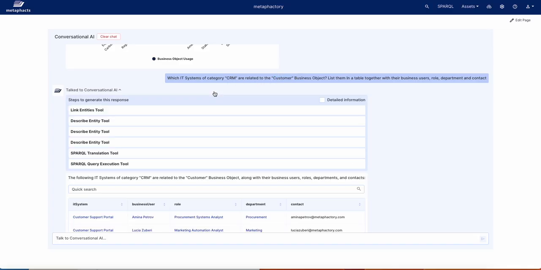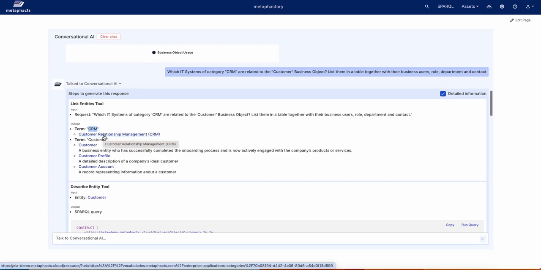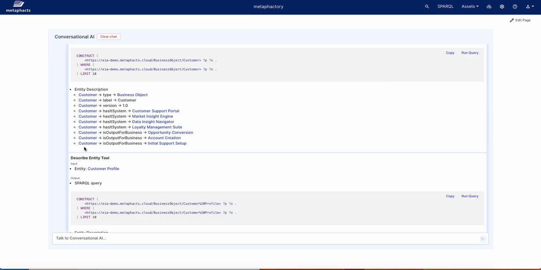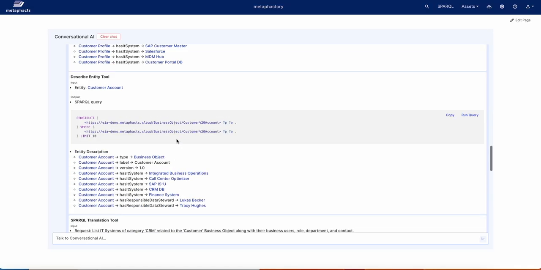the business object customer. In this case, we see that different tools were utilized. First of all, the link entities tool, so it had to be able to link entities. For example, it was able to understand that CRM actually means customer relationship management, which is itself an IT system category. It was also able to identify customer as the business object that we were talking about. And then obviously it continued by constructing the query that will provide the necessary answers.